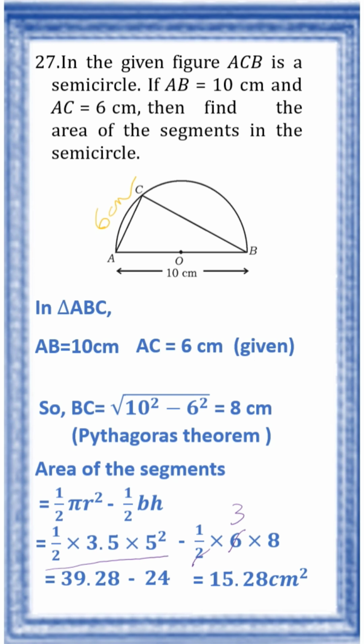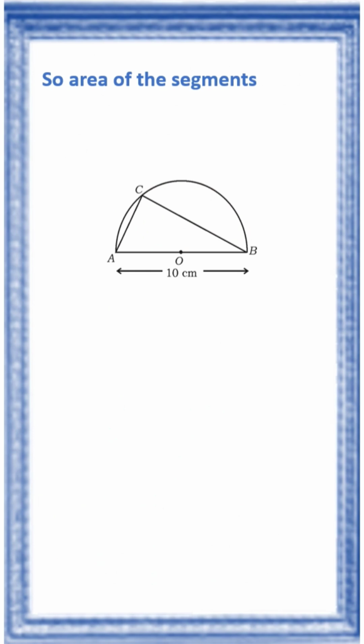So area of the shaded region. Which are the shaded region you have understood, no? This one. By now you have also understood how to calculate it. Area of the semicircle minus area of the triangle. Okay. So area of the segments is equal to 15.28 centimeter square.